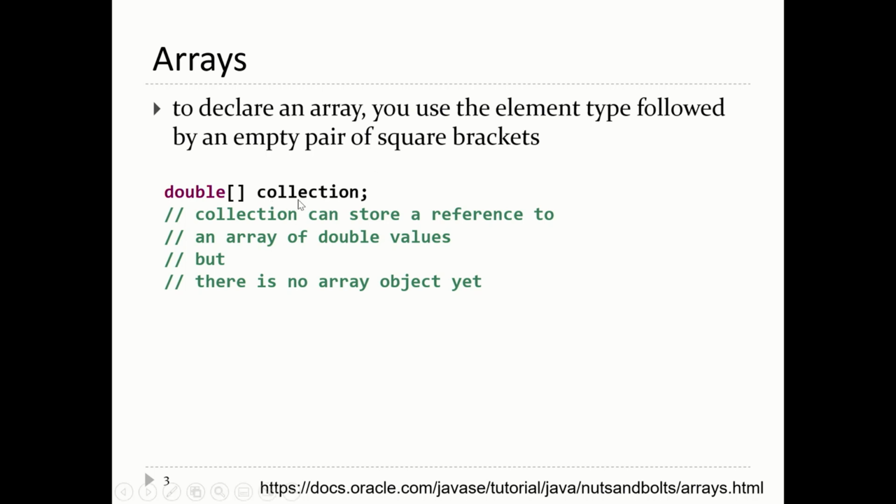So that makes the variable. It doesn't make the array. There's no array here. There's just a variable called collection. If you try to use collection as though it were an array, you'll end up with an error of some kind, because there is no array object yet.